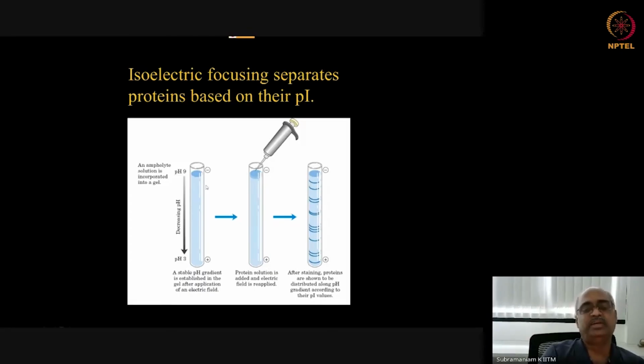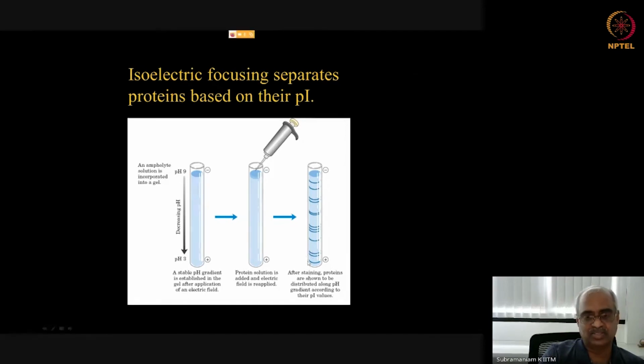So now they migrate on this gel and stop migrating when they reach a pH where that pH equals their pI. So it creates bands like this along the high pH to low pH. Now using a thin needle inserted between the glass and the gel and gently pushing some water through it, you can extrude this gel out. Okay, the tube will come out.